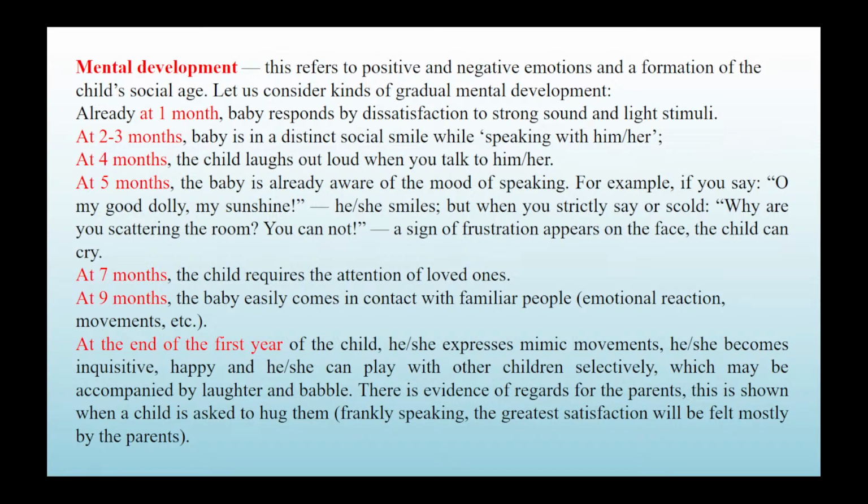At 6 months, the child requests the attention of loved ones, and a 9 month old baby usually comes into contact with familiar people, with emotion, reaction, and movements. At the end of the first year of life, the child expresses mimic movements, becomes happy, and can play with other children selectively, which may be accompanied by laughter and babble.